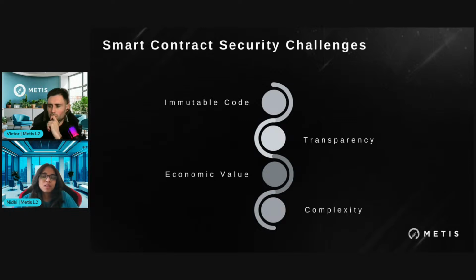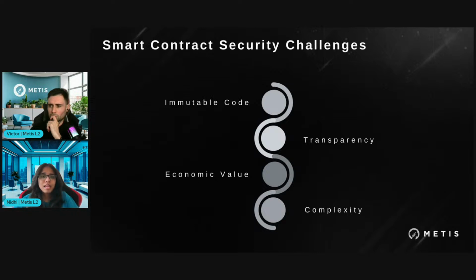Another one is transparency. Smart contracts are on the blockchain, so everything is visible to everyone, which is great for trust, right? But it also means that attackers can study your code in detail, looking for weaknesses to exploit. So transparency is a challenge as well. But we're going to look at the tools and techniques that we can apply.